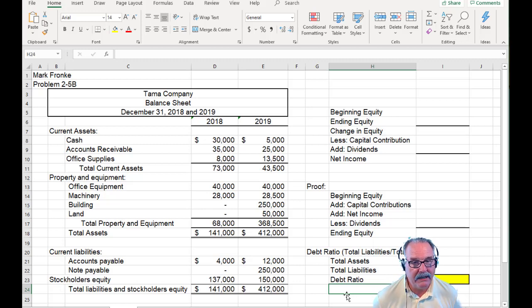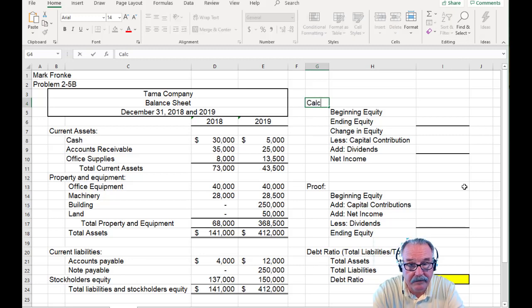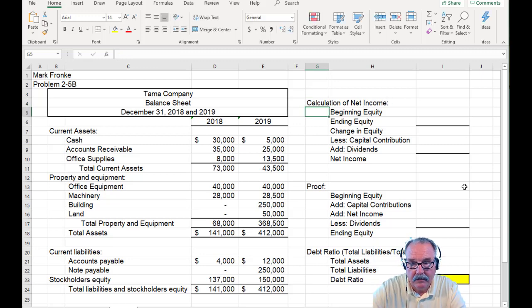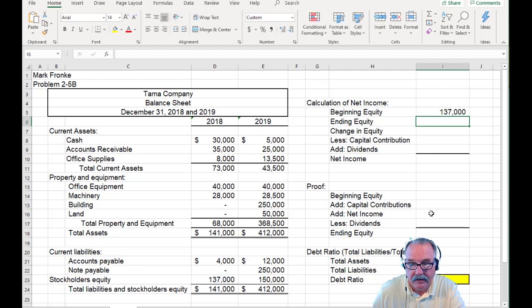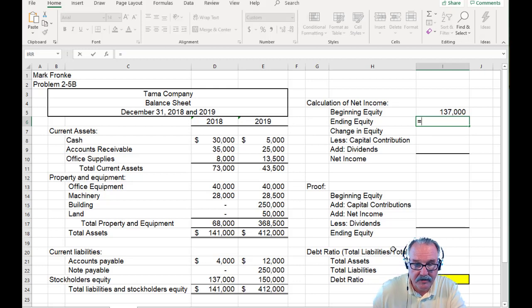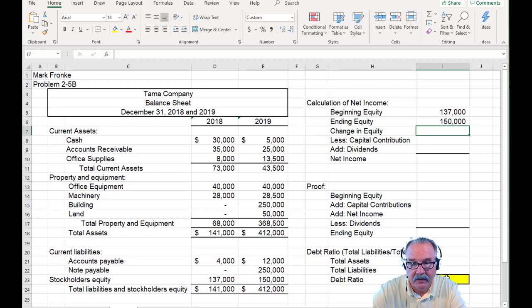So now I've got my two balance sheets side by side, and the first thing they've asked us to do is to prepare a schedule to calculate net income. So over here, I'll say this is calculation of net income. We have our beginning equity, which is $137,000. We have our ending equity, which is $150,000. So the change in equity is $13,000. It went up $13,000.